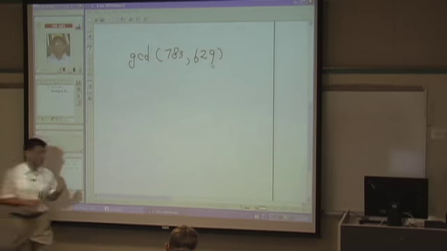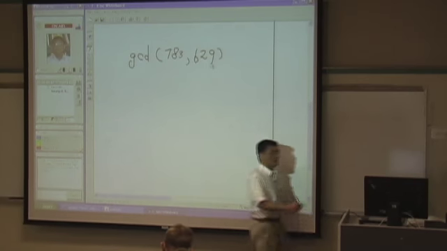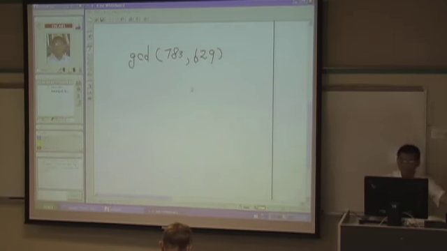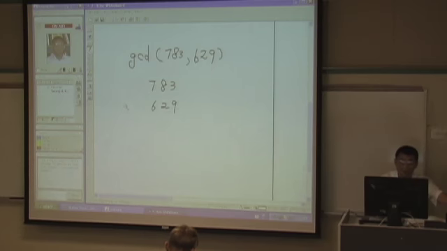So let's do it. What is the bigger number? 783 is the bigger number. So bigger number divided by smaller number gives us the quotient 1, right? If you divide this by this, then roughly 7 over 6, then it is roughly 1. Then the remainder is by subtraction. It is 154.